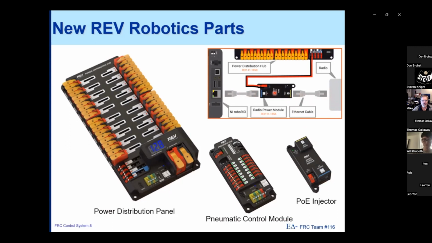The power over Ethernet injector here allows us to power the radio directly from the power distribution center rather than having to plug in a separate power module here. That makes the radio a little bit more reliable and less subject to shutting off in the event that the robot may get hit by another robot.